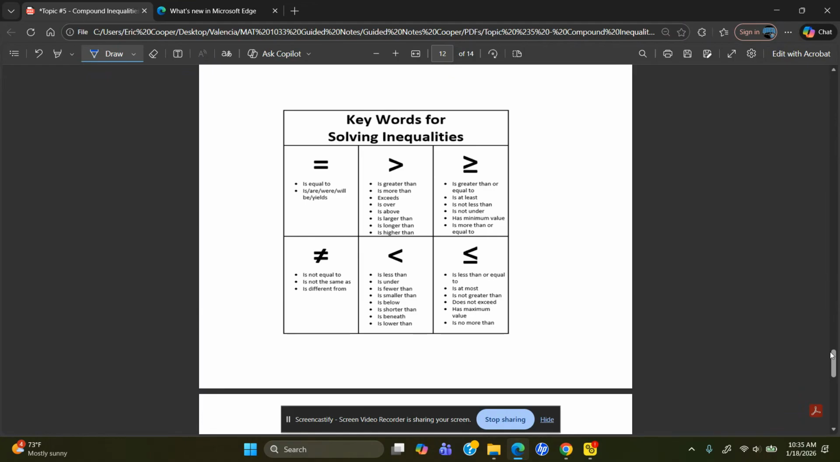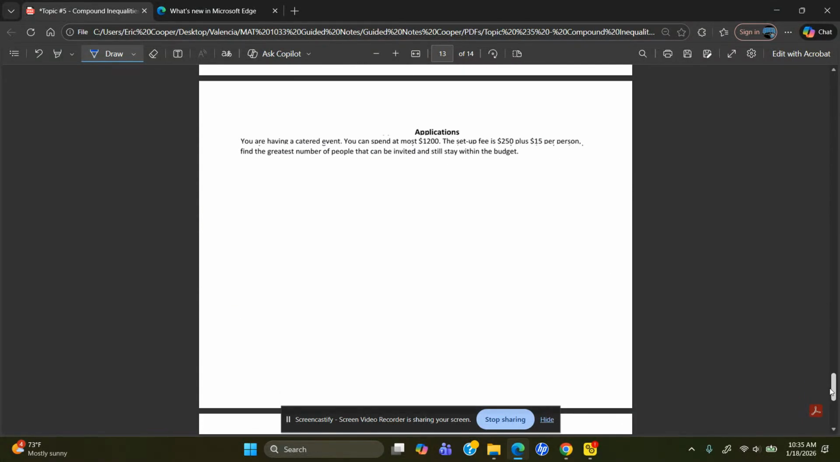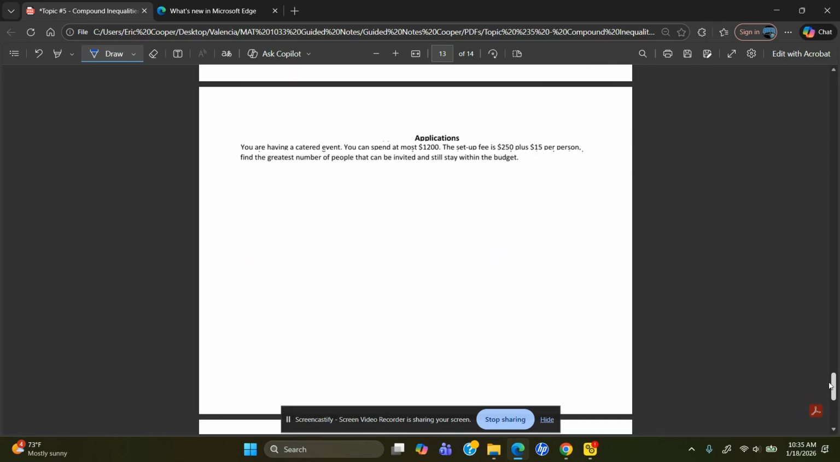Again, this chart is what we saw on topic video 4. Here's some keywords for solving word problems with inequalities. Again, if you need it, make sure you have it down. We can again go through and solve some of these compound problems with inequalities as we do this. Let's solve some word problems.